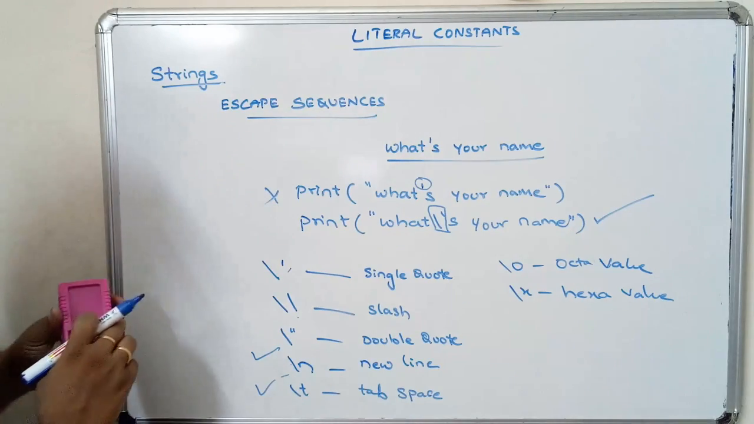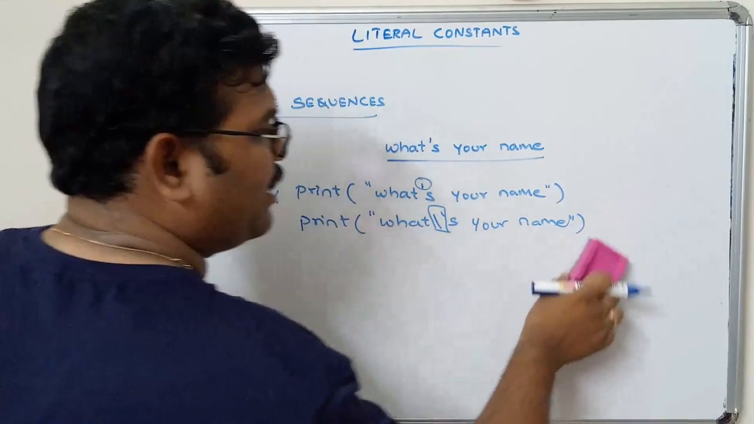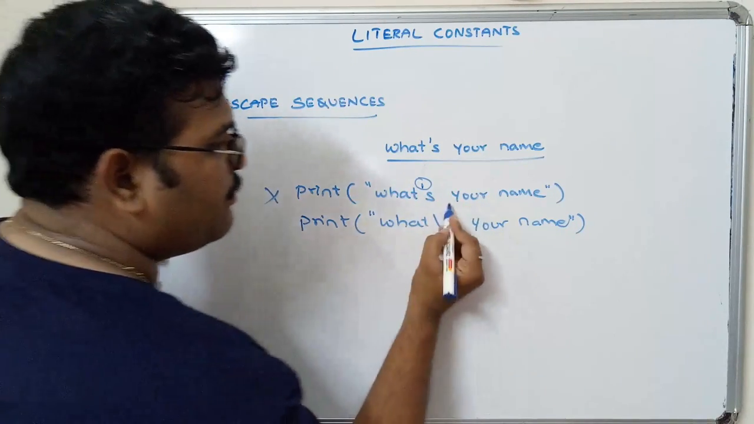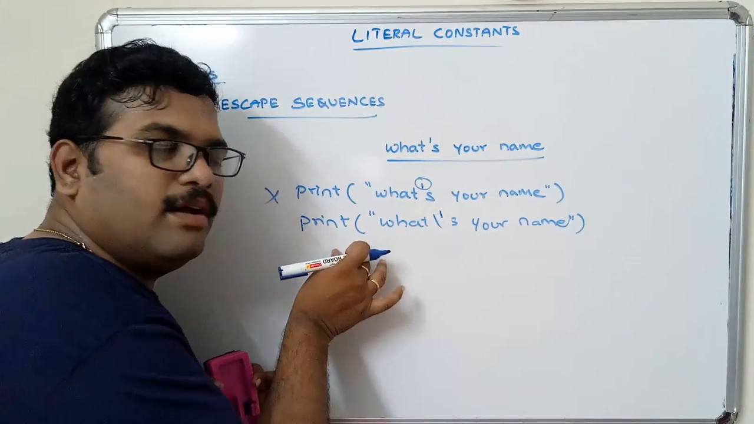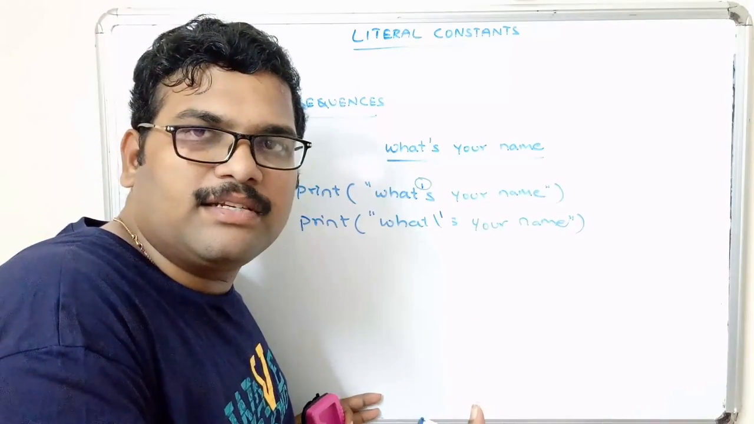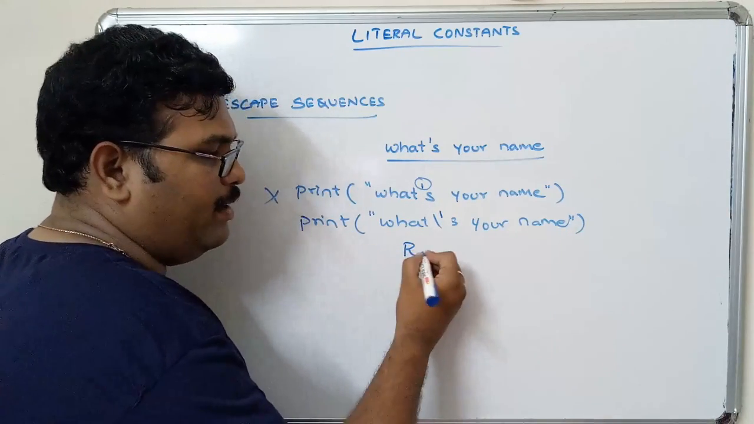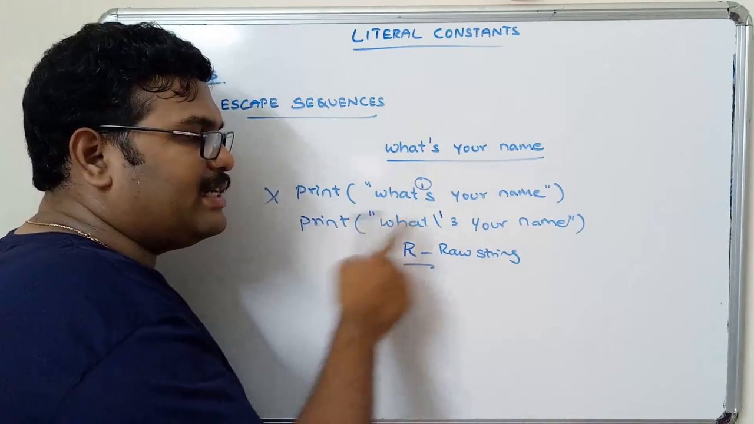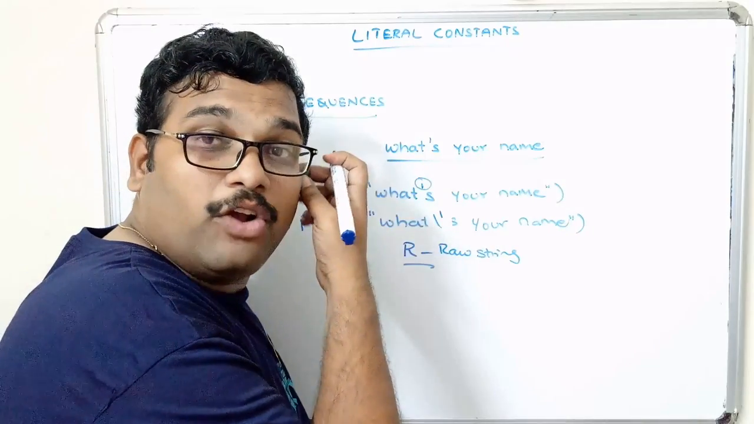Now let us move on to the raw string. Raw string means whatever you write in print, the same will be displayed on the screen. Whatever information you write in print, the same will be printed on the screen. It will not allow any escape sequences. For that, we have to place R in print for printing the raw string. If you place R in print, the text you write will be displayed on the screen exactly.